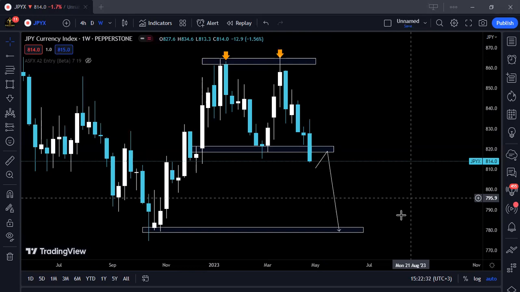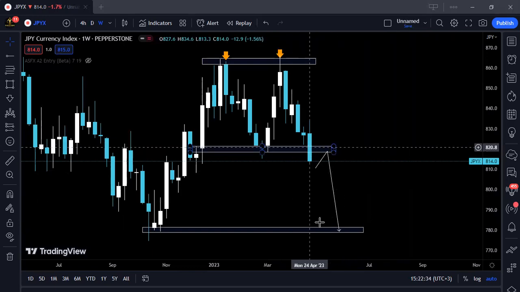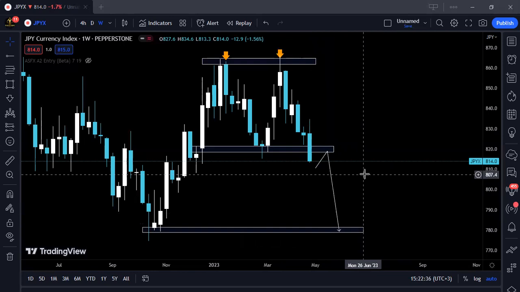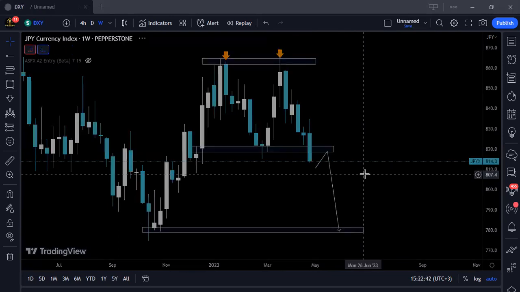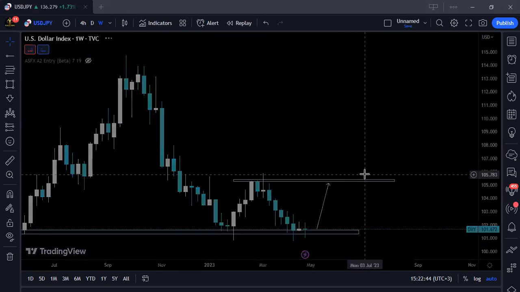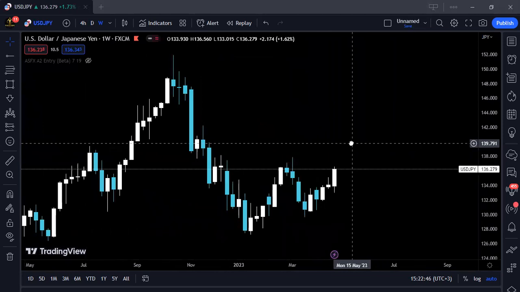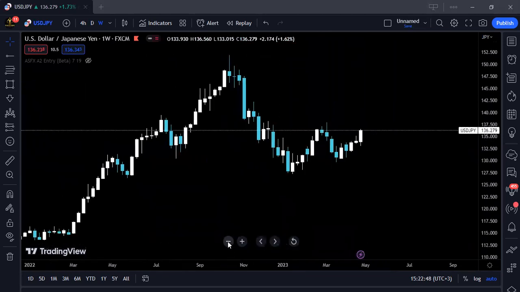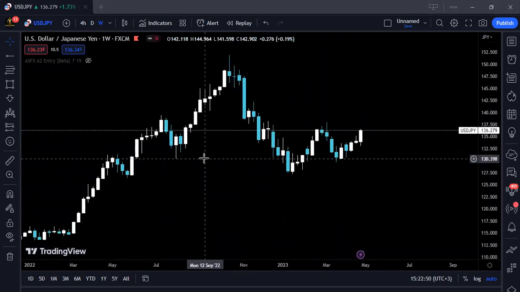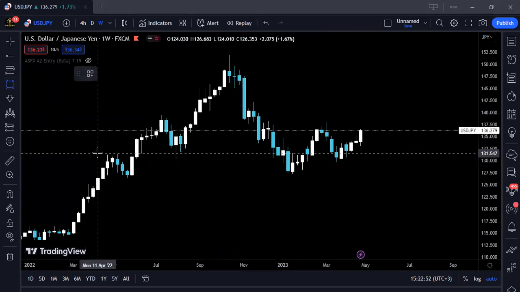So JPYX will be anticipating to see prices fall for the coming month, whereas DXY will be anticipating prices to take off. So yeah. Now, what does that imply on the pairs, on the currency pairs? That implies that on USD JPY, on this baby right here, we'll be anticipating to see buys.